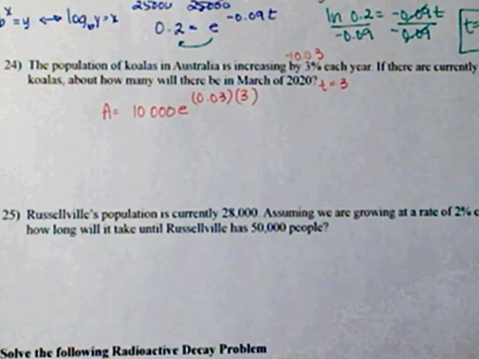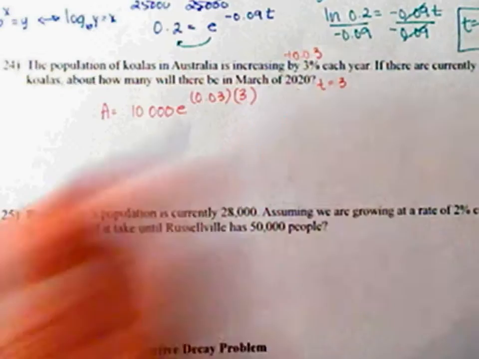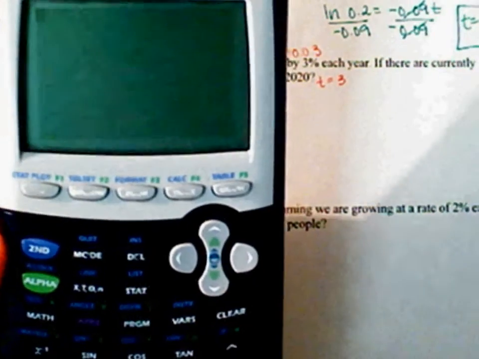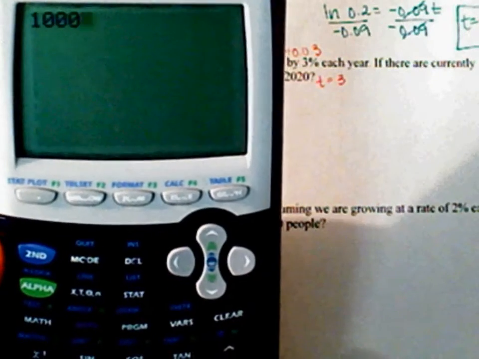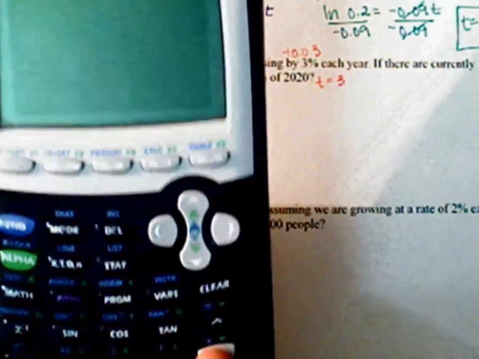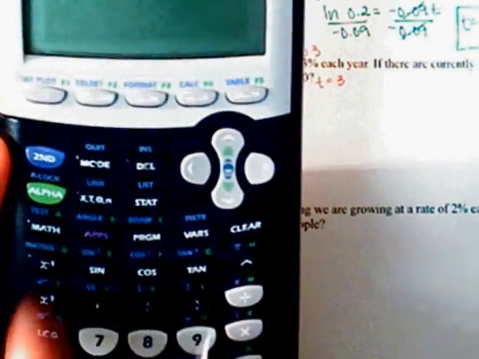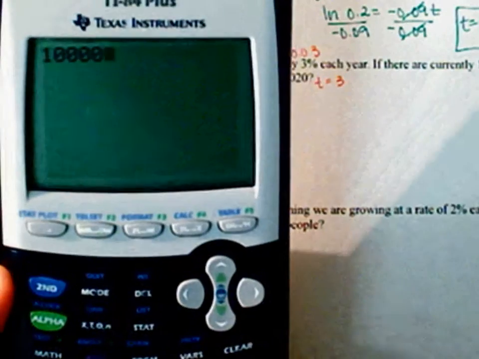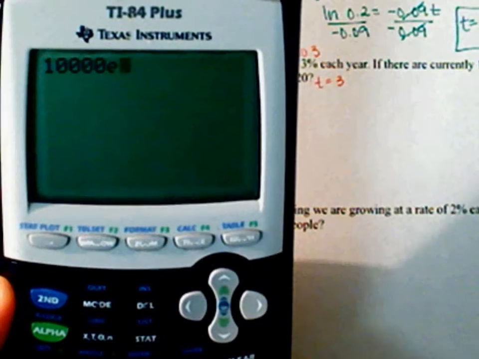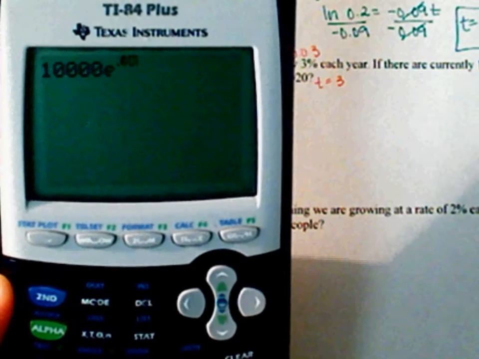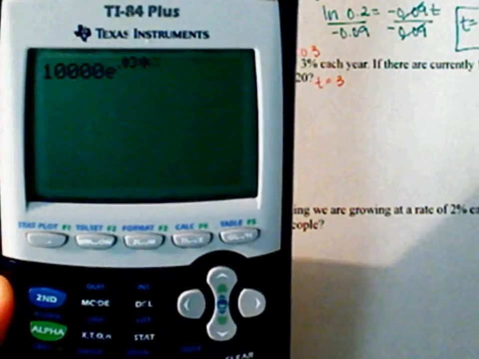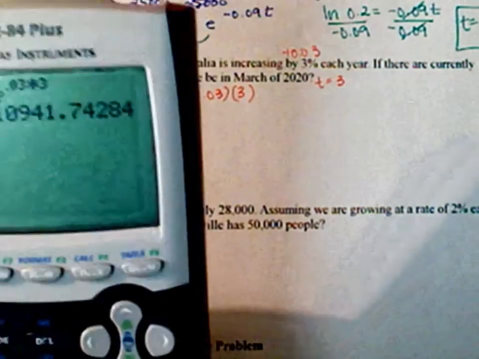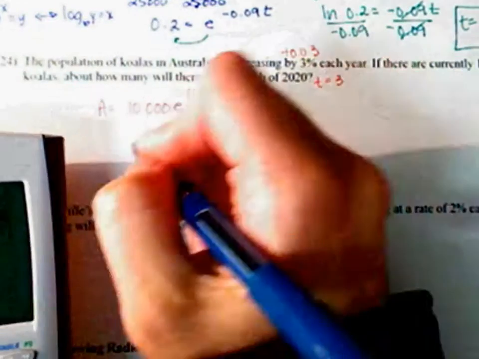Okay, now you can just kind of solve. You can just type it in like you see it. So you're going to take 10,000. Here's your E right here. Okay, there's your E. Or you can use this one down here, your choice. I'm going to use this one here, second E, raised to 0.03 times 3 years. And so there I have my equation. So how many koala bears are we going to have?